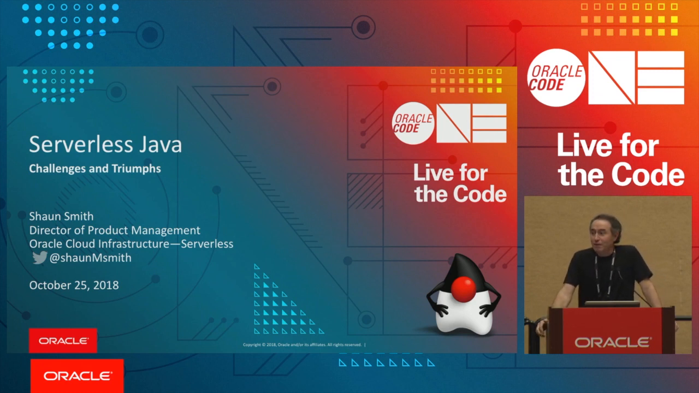So my name is Shaun Smith. I'm a product manager with Oracle, working on the Oracle Functions platform and on the FN open source project. I've been in the Java space for some time. I started out as a consultant, but after I left consulting, I came to Oracle, worked on EclipseLink, Java persistence, spent a lot of years in the Java EE space, and have come, like many of you, to the cloud. And so now I'm working on serverless.